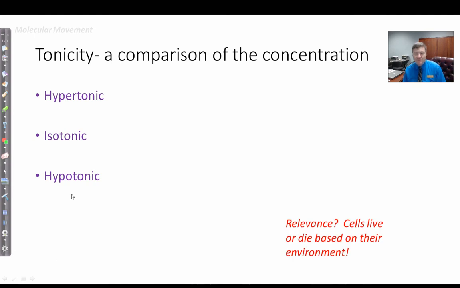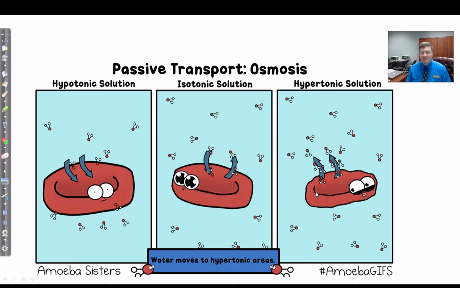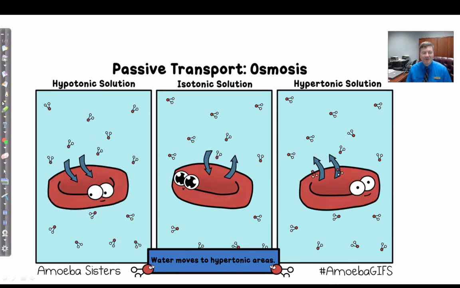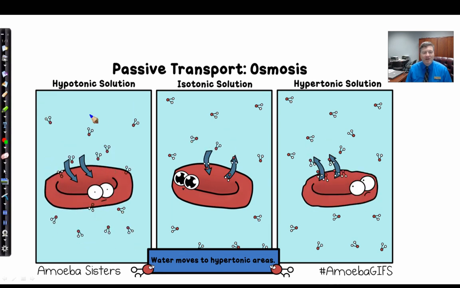Okay, what's the relevance of all of this? Cells are going to live or die depending upon the concentration of stuff and the movement of water. Here is just a little silly video of this. Okay, here is a hypotonic solution. So the solution is hypotonic, so what's going to happen to water? Water is going to go in where there is more stuff. Isotonic means it's going to come in and out at about the same rate.